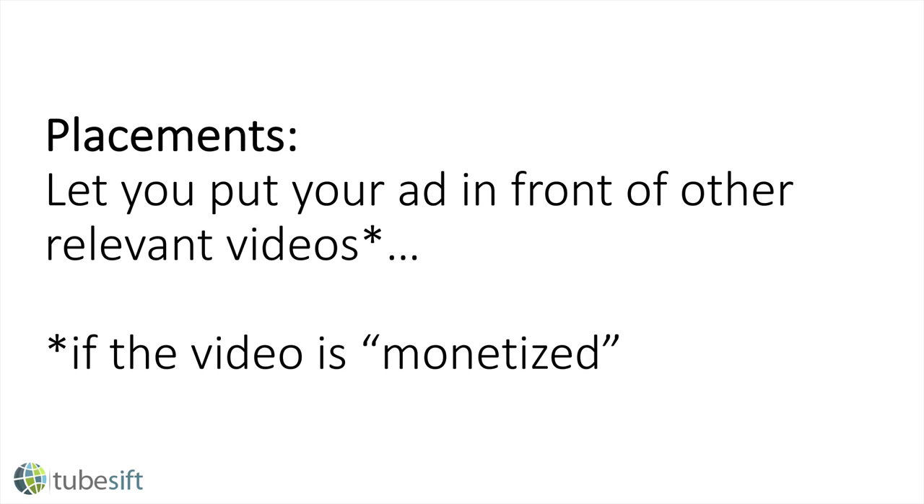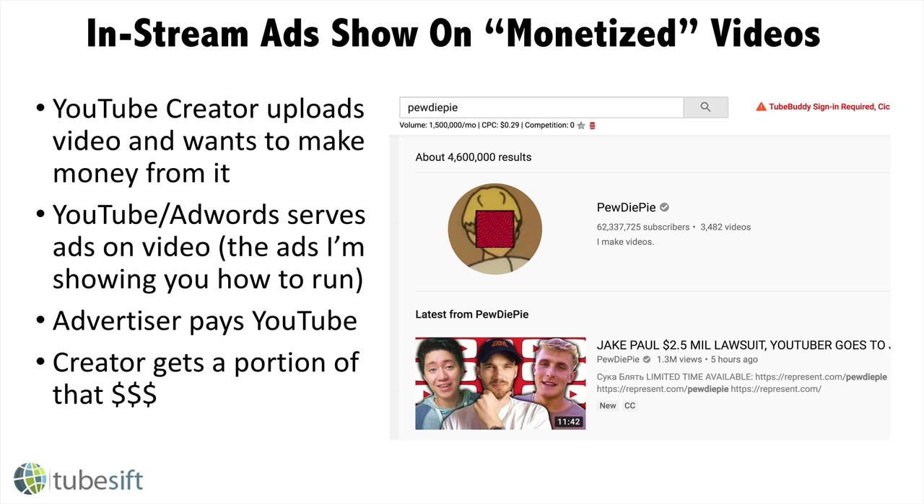Now, targeting option number one that I'm going to be talking about, and I'm going to show all this live in just a second here on the internet or over the shoulder, but option number one is placement targeting. And like I said, this lets you put your ad in front of other people's relevant videos if the video is monetized. So what exactly is a monetized video? Well, like I said, a monetized video allows you to put an ad in front of it.